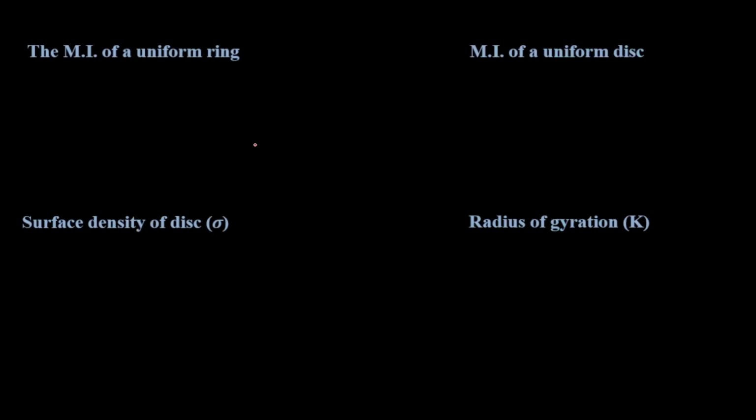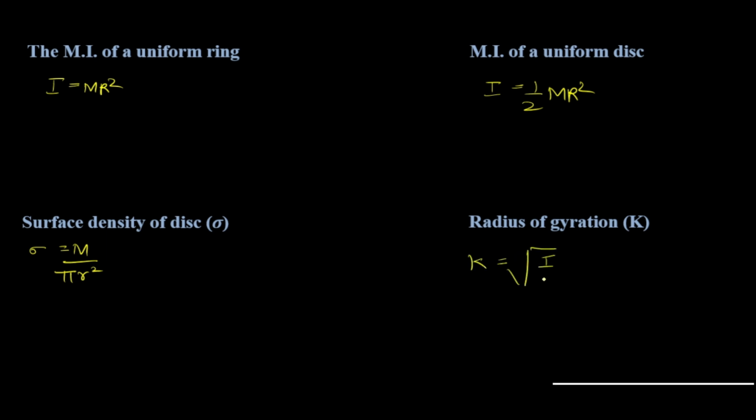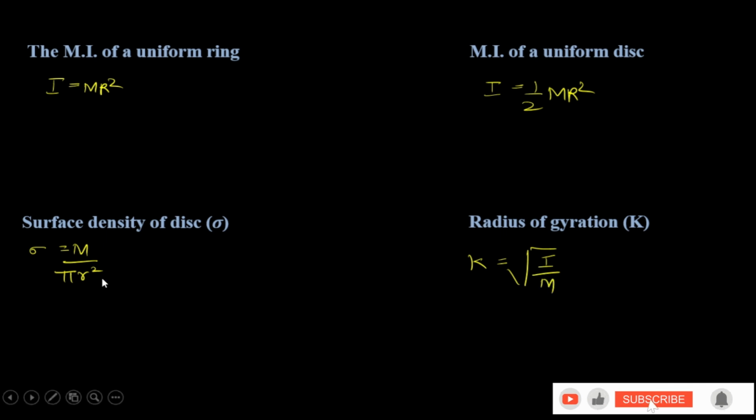Now we have the moment of inertia of a uniform ring. Moment of inertia of a uniform ring, I is equal to mr square. Surface density sigma is equal to m divided by pi r square, which is mass upon area. Moment of inertia of a uniform disk, I is equal to half of mr square, and radius of gyration k, K is equal to root of I divided by m.